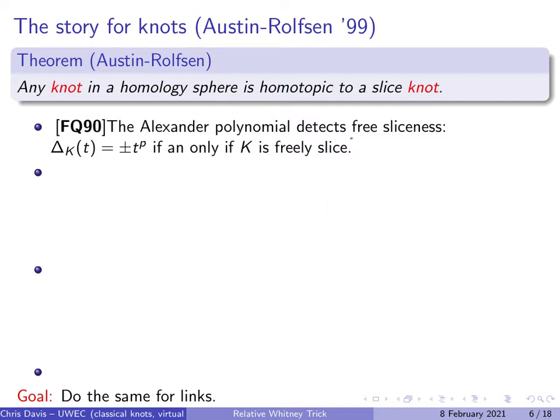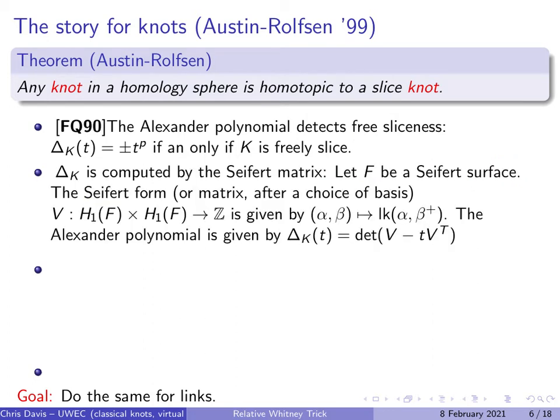And maybe I'll tell you what this word free means. This word free means that the fundamental group of the contractible four-manifold minus a neighborhood of the slice disk is freely generated by the meridian of the knot. So there's a strategy here. You need to figure out how to take any knot in any homology sphere and change it by a homotopy to get something whose Alexander polynomial is this.